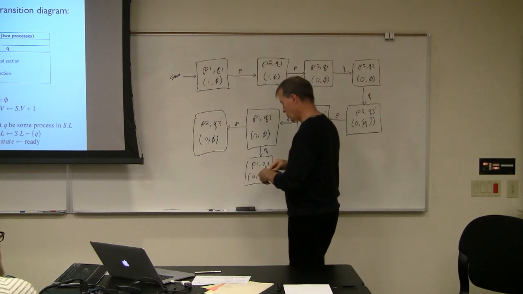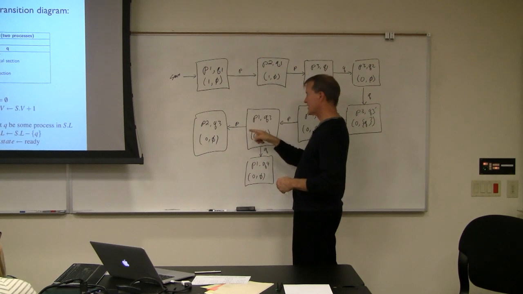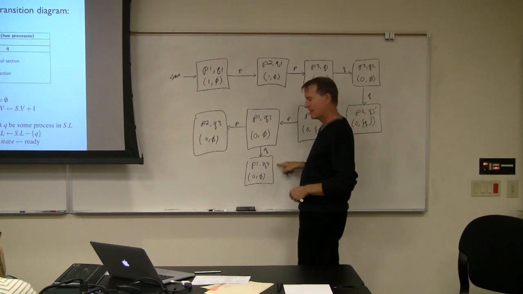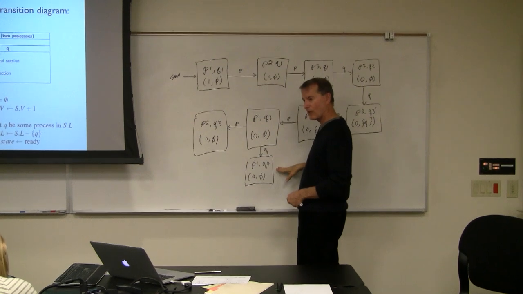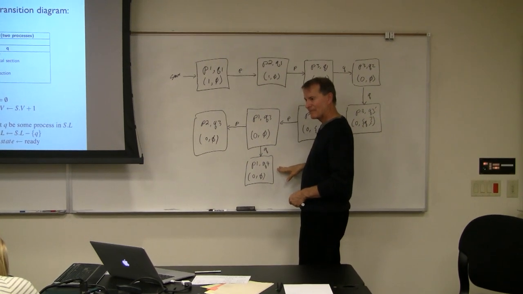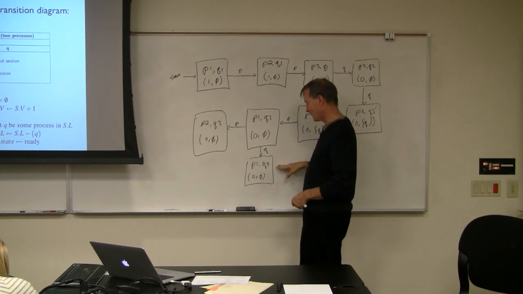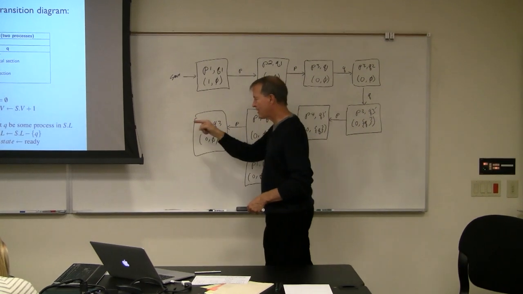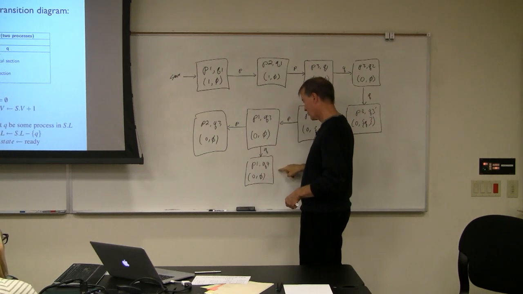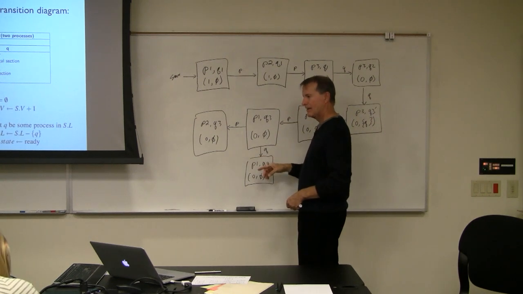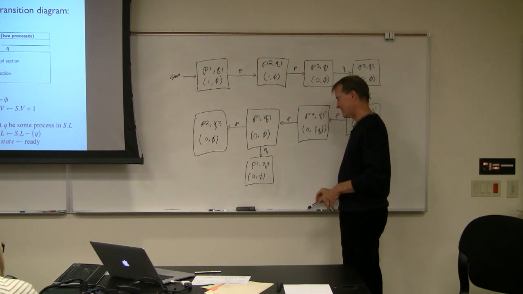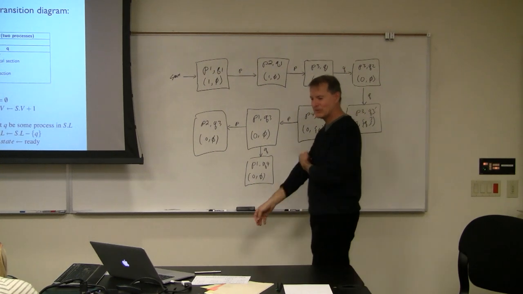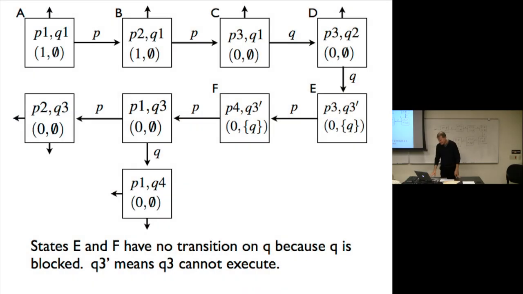Now, do you see that if P goes all the way around and tries to get in its critical section, what will happen? I don't have room to do the whole thing, but if P tries to get in its critical section, what will happen? If Q is still here, what will happen? If I do P, what will eventually happen? And before Q, it'll get blocked. So do you see how that does mutual exclusion? So here it is. Okay.